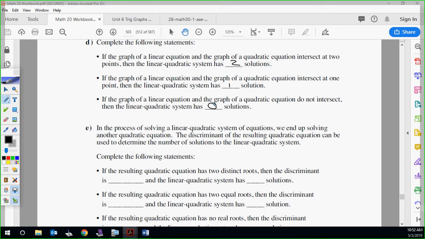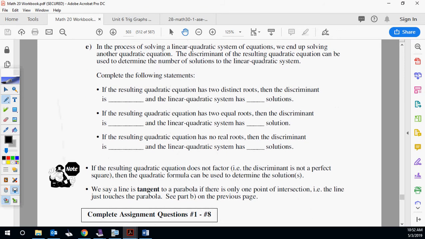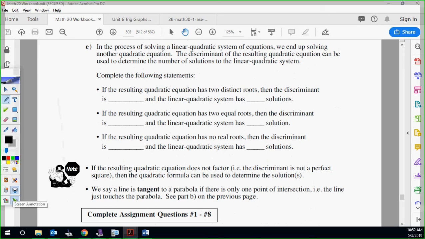Okay, so we're to this last piece here. In the process of solving a linear quadratic system of equations, we end up solving another quadratic equation. The discriminant of the resulting quadratic equation can be used to determine how many answers to expect. So complete the following. If the resulting quadratic equation has 2 distinct roots, the discriminant would be what? Right, good. Positive. A linear quadratic system has 2 solutions, good.